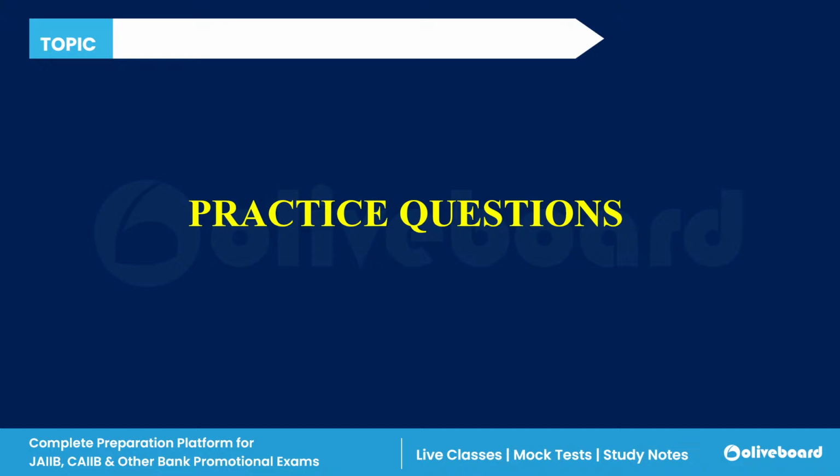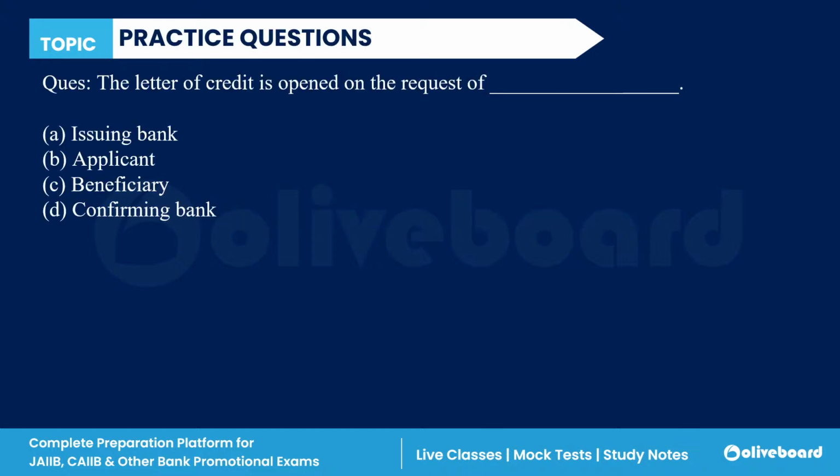Okay, let's talk about some of the practice questions. The first question is, the letter of credit is opened on the request of issuing bank, applicant, beneficiary, or confirming bank. So the letter of credit is opened on the request of what? Everyone. Yes, the letter of credit is opened on the request of the applicant, which is also the buyer, or you can say the importer.